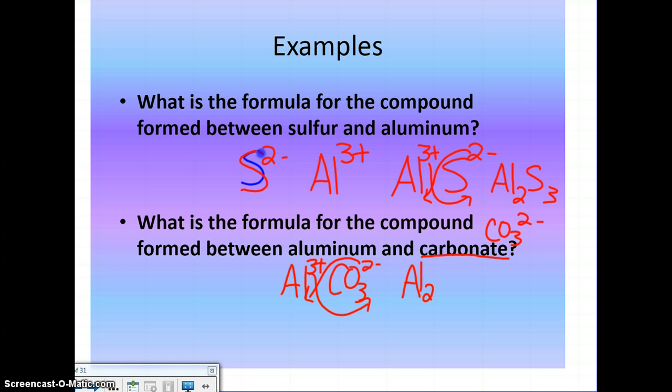So we got Al2, and then CO3. All right, but we want this 3 to move down. We want to indicate that we want 3 of the whole entire carbonate ion. So we need to put it in parentheses and put a 3, just like that.